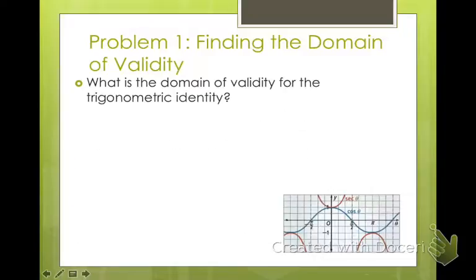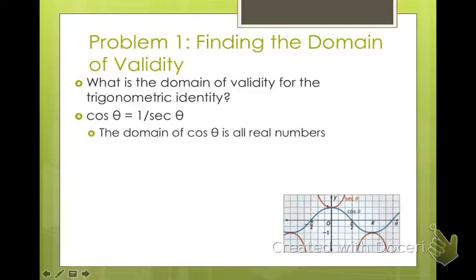So to find the domain of validity, what we're actually asking is, what is the domain? That's all it means for trigonometric functions. Here I have graphed cosine theta, which is 1 over secant theta, and then also secant theta. For cosine, our domain is all real numbers. There's no restrictions on our x values. But for secant, we have asymptotes, and asymptotes are the places where the inverse of cosine, that's secant, is undefined.